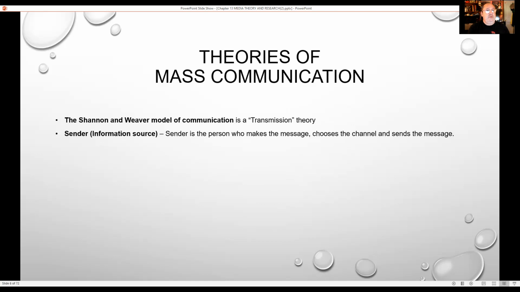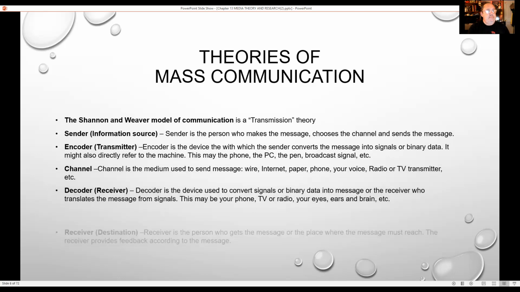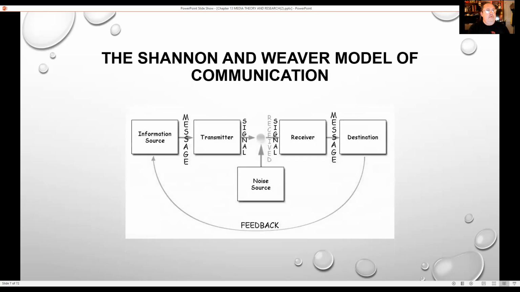The Shannon and Weaver model of communications put some more points in this. Let me go right here. So you've got the information source, and you've got the transmitter.